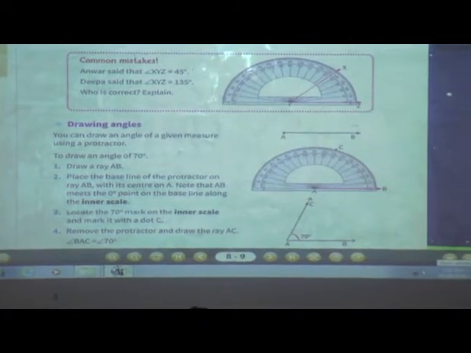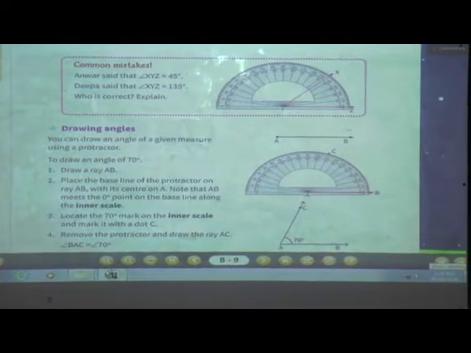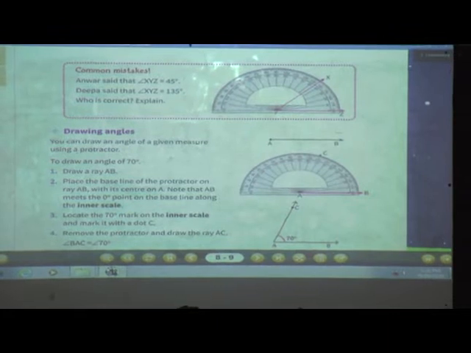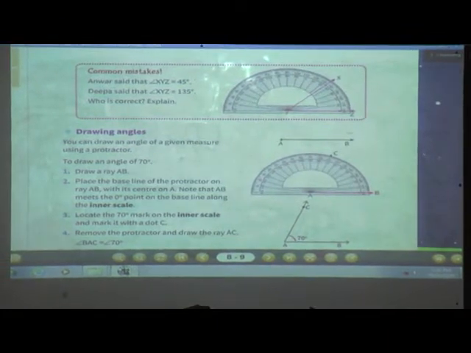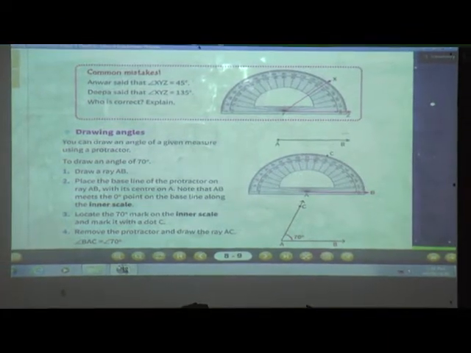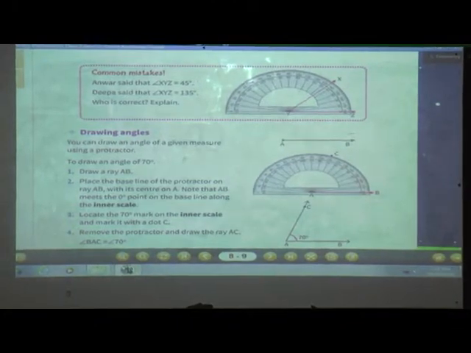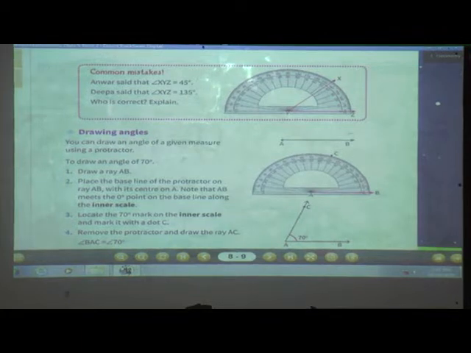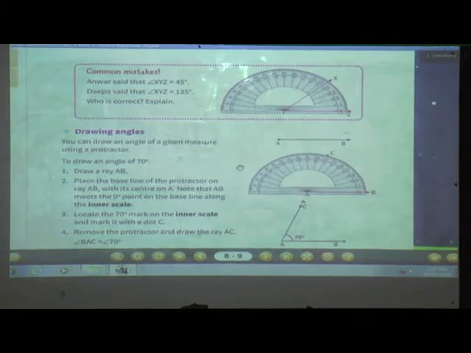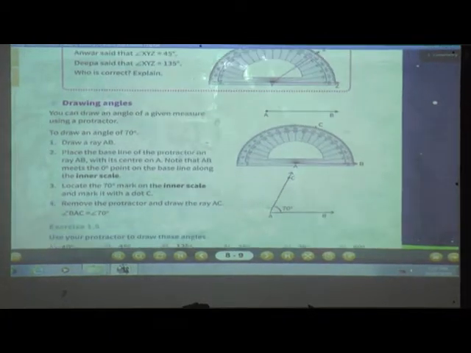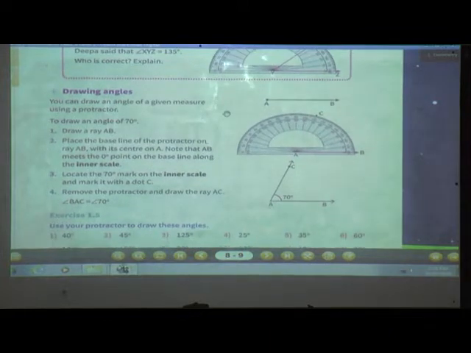See page number 9. Here in the book they have given us one example with explanation. Here we have to draw an angle of 70 degrees. Now, how to draw an angle? See students.